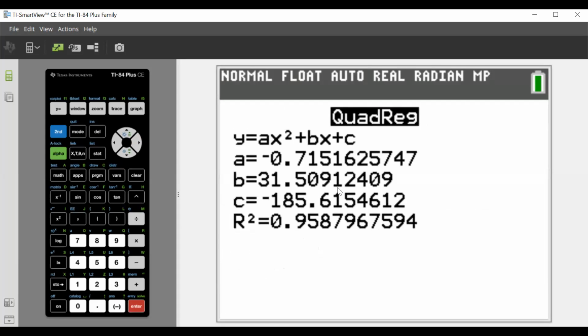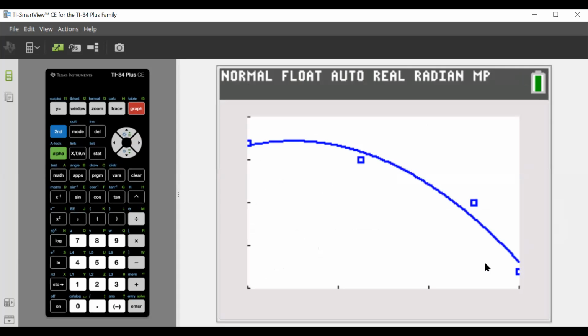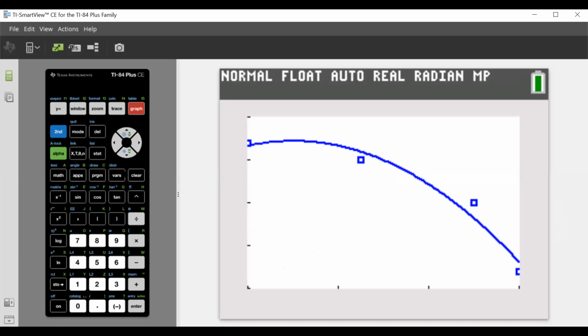And so that's what we get, 0.7151625 and 31.509 and negative 185. So what does that graph look like? Well, it's not the best in the world, but I think with the choices we have, I'm going to stick with that one because most of the others I believe are going to be way far off compared to that even. So that's going to be our S of X.